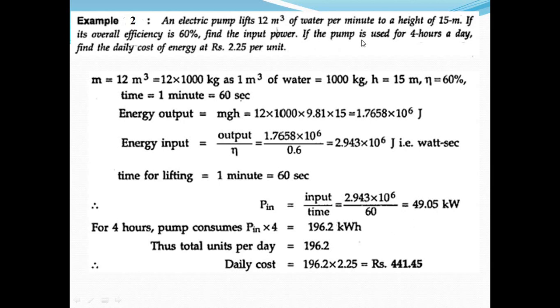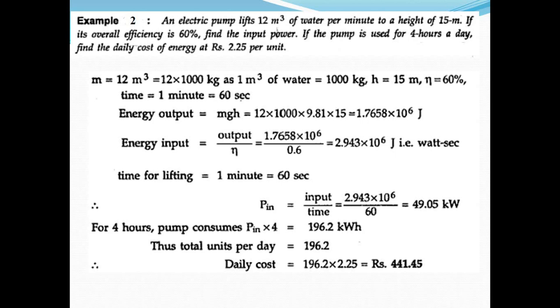Then in the next case, if the pump is used for 4 hours a day, find the daily cost of energy at rupees 2.25 per unit. That means we have to find the electricity bill of the pump for 1 day. So the cost is equal to, first, you have to find the energy consumed.